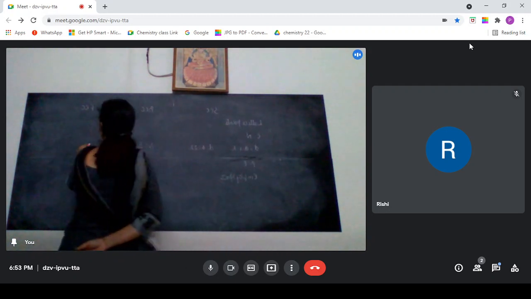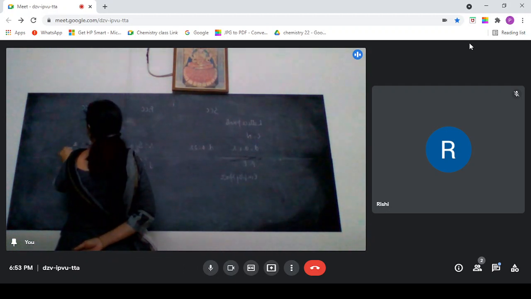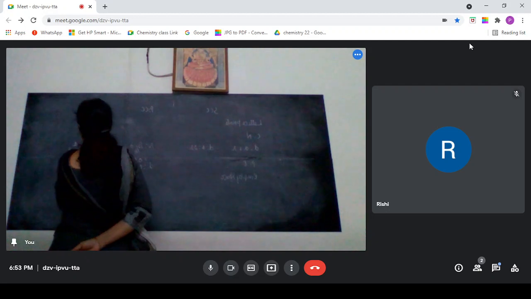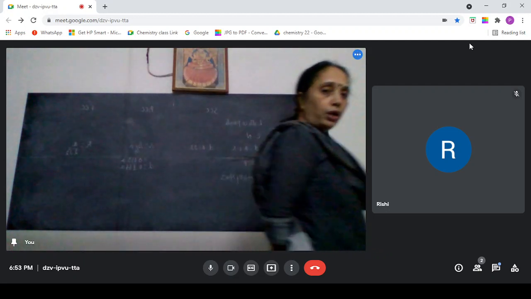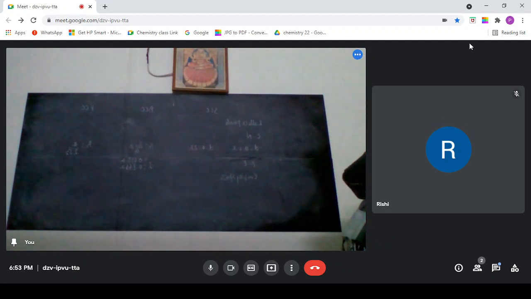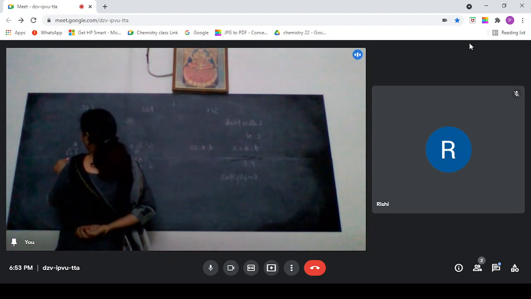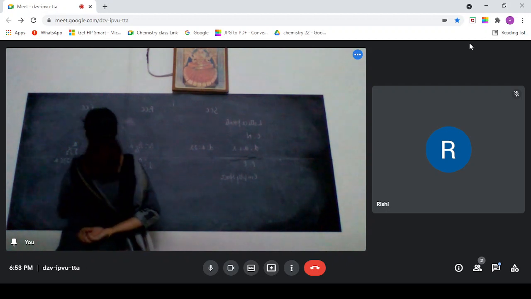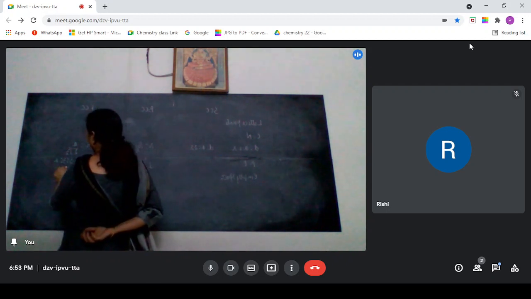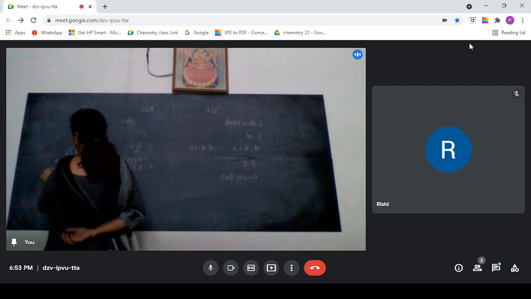In face centered, R is equal to A by 2 root 2. That comes out to be, write down this, 0.3535A. Or D is equal to 0.707A.